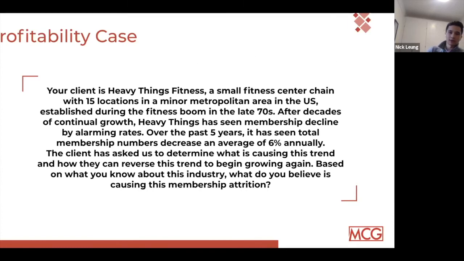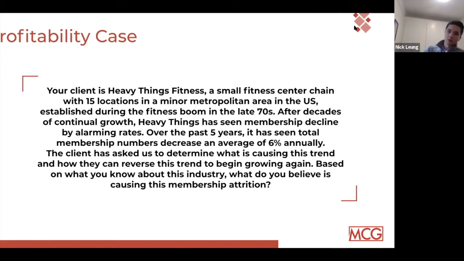Cool. So your client is Heavy Things Fitness, a small fitness center chain with 15 locations in a minor metropolitan area in the US, established during the fitness boom in the late 70s. After decades of continual growth, Heavy Things has seen membership decline by alarming rates. Over the past 5 years, it has seen total membership numbers decrease an average of 6% annually. The client has asked us to determine what is causing this trend and how they can reverse it to begin growing again. Based on what you know about this industry, what do you believe is causing this membership attrition?